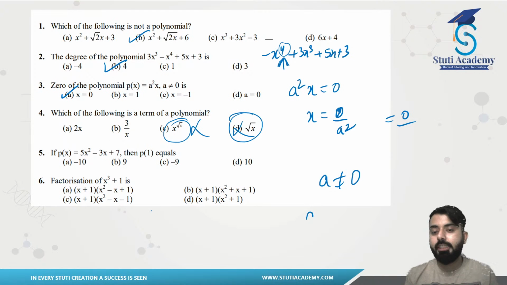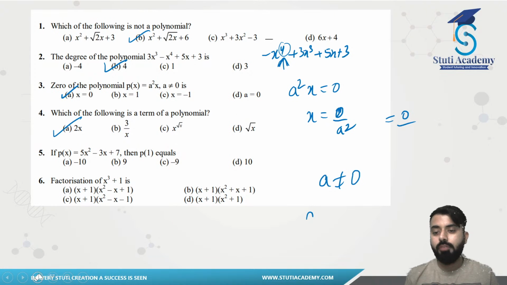Its power should be negative because 3 over x can be written like this, 3 into x raised to power minus 1, or you can say 3x inverse. So this will again not be possible. So the only answer will be 2x, or you can just easily look at this one. X only has the whole power in all four options. So that will be the point here, right?